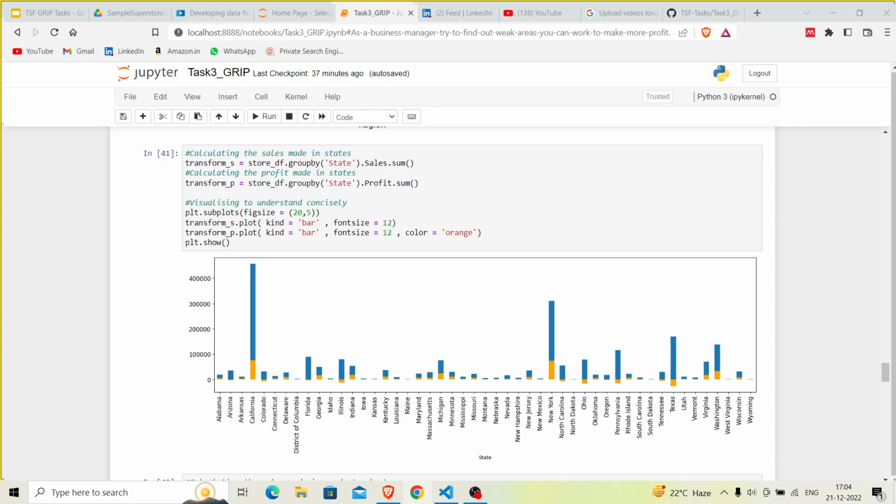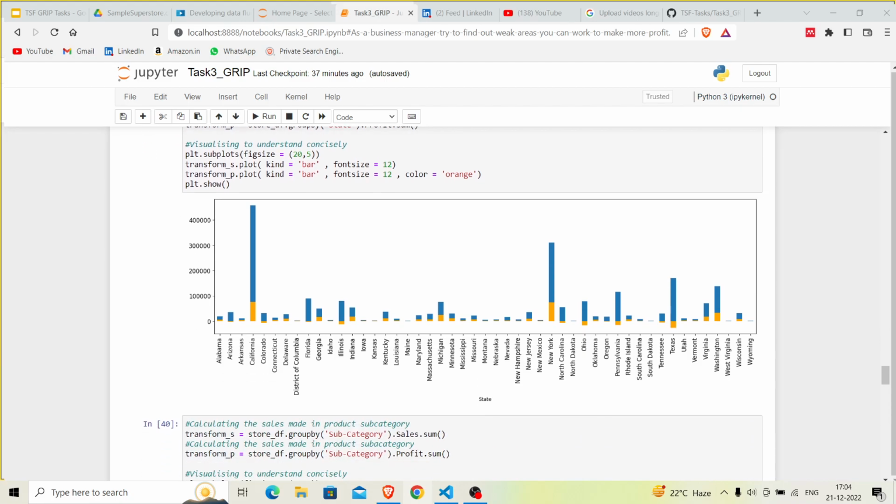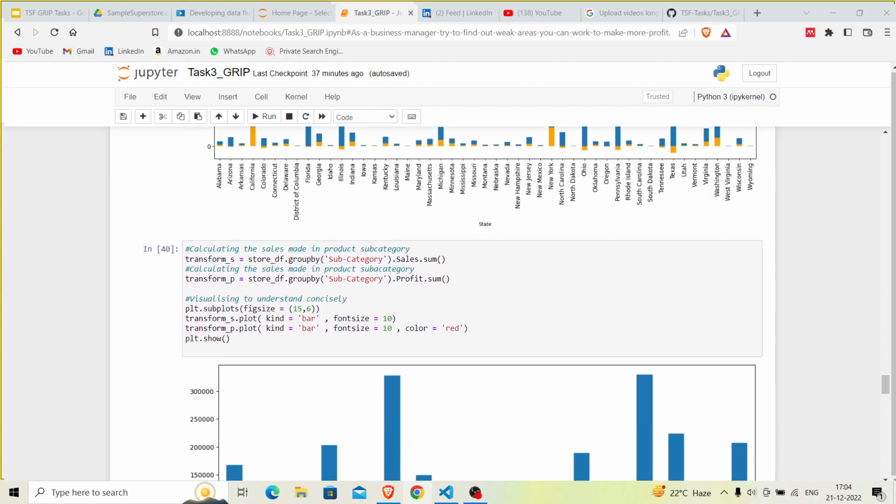and New York, what we see is the sale is there and the profit generated is also quite good. So the store must focus on these states to get more profit, and the store must look into the states which are generating negative profit or which are giving loss to the store, and find the reasons why there is loss from these states.